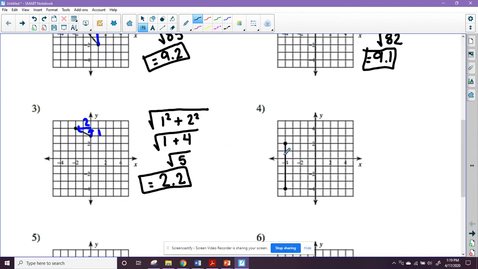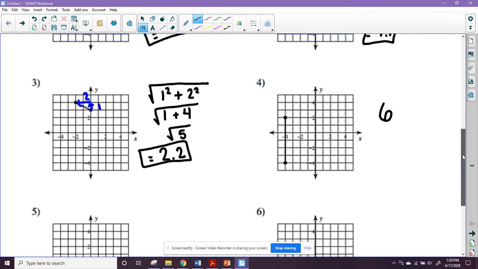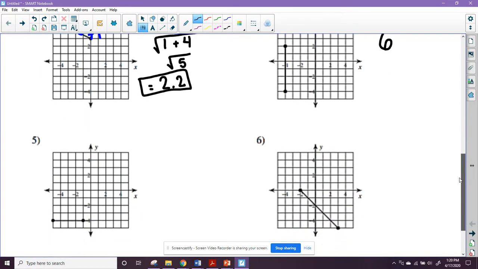Number 4, we have a straight vertical line. So the nice thing about our vertical lines is we can just count. How far up are we going? 1, 2, 3, 4, 5, 6. So our distance is 6 of that line. Same thing goes with horizontal lines. How far over are you going? 1, 2, 3, 4.